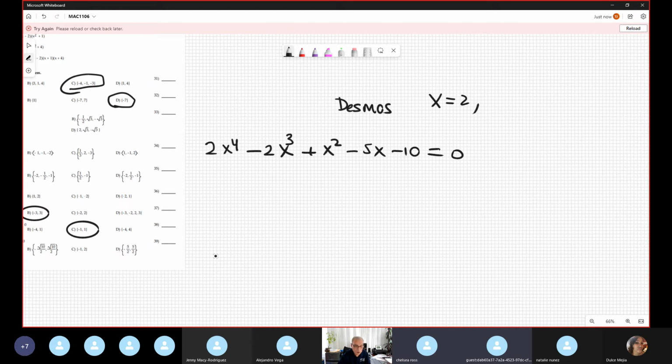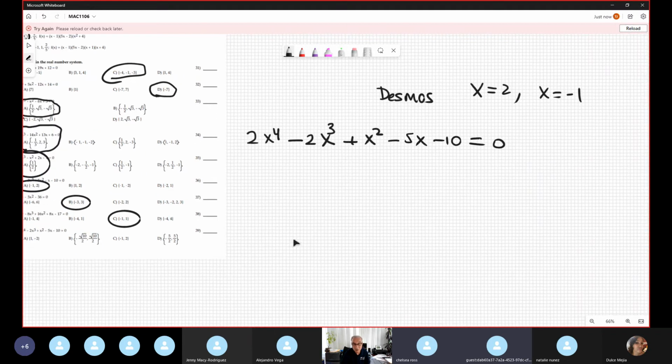2 and x equal negative 1. I suppose the other two are maybe complex, or I don't know, maybe 400 or 4,000. Those you don't see in decimals. But okay, no problem. You apply synthetic division 2 times. 2, minus 2, 1, minus 5, minus 10, and let's see what happens.